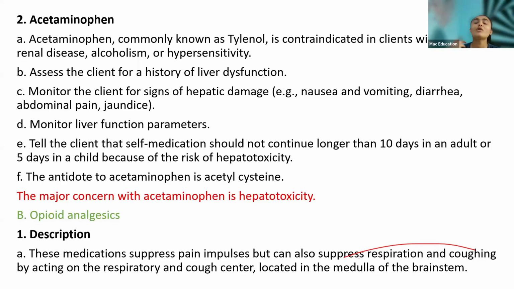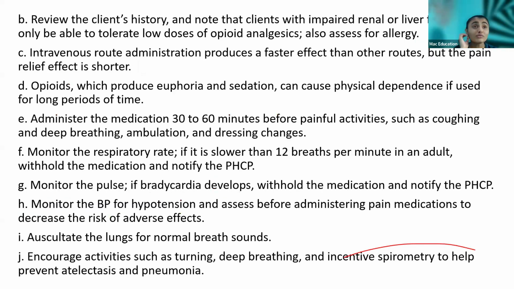Then we have completed opioid analgesics. Opioid analgesics are higher dose analgesics and they will require consent from the patient also. You have to check the patient's heart rate, blood pressure and respiratory rate before giving the medication. If they are in a lower range, that is, the patient is suffering from bradypnea, bradycardia or hypotension, you will hold the medication and inform the PHCP. Always remember this point.